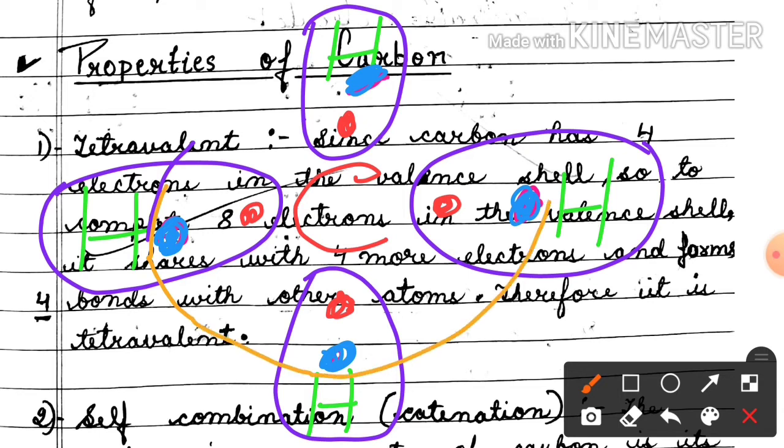In this way carbon also takes 1 electron from each hydrogen and tries to make 8 electrons in the outermost shell. If you count the number of electrons in the carbon, it will become 8, and like this the carbon makes the 8 electrons in the outermost shell. So it is tetravalent in nature. Tetravalent means carbon shares 4 electrons to complete its octet.